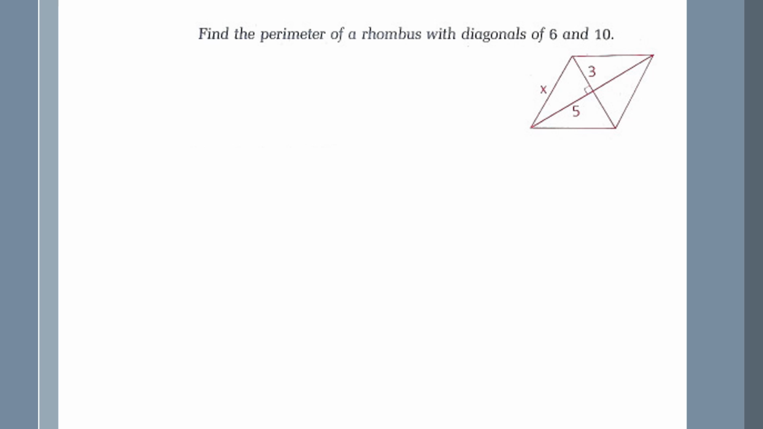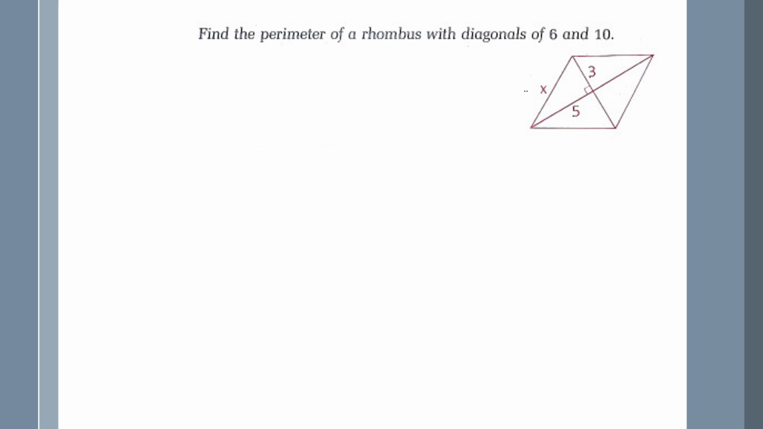So now, find the perimeter of a rhombus with diagonals of 6 and 10. Here is a common mistake that people sometimes make. They say, well, this is 5, this is 3, this has got to be 4. This cannot be 4, and here's why. That's the hypotenuse. The hypotenuse must be the longest side, and 4 is not more than 5. So it's not a triple.